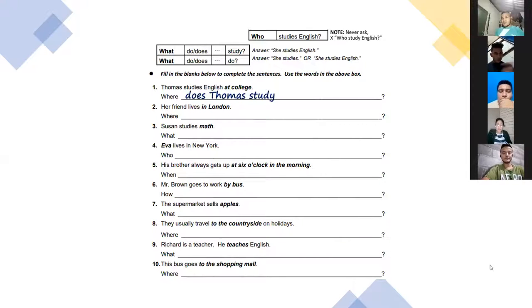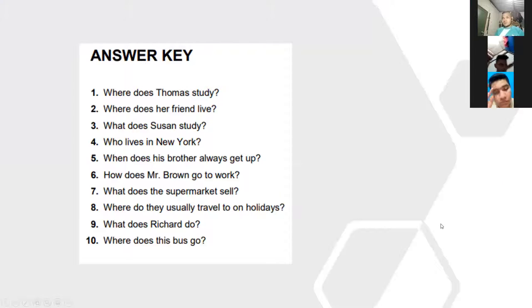Anna Guerra, okay. Do you have number nine? Yes, teacher. Number nine, what does Richard do? Okay, excellent. And number 10, Jesus. Where does this bus go? Excellent. So we're gonna check the answers. As you can see here, number one, where does Thomas study?